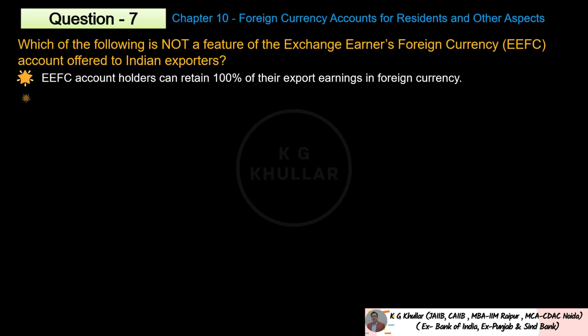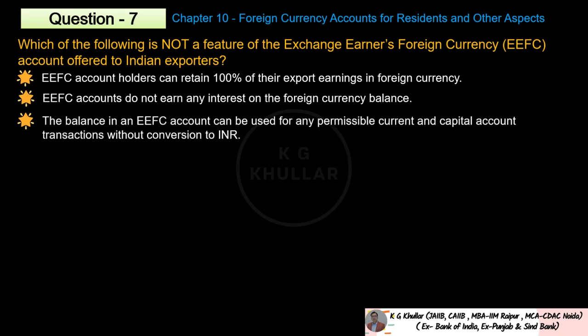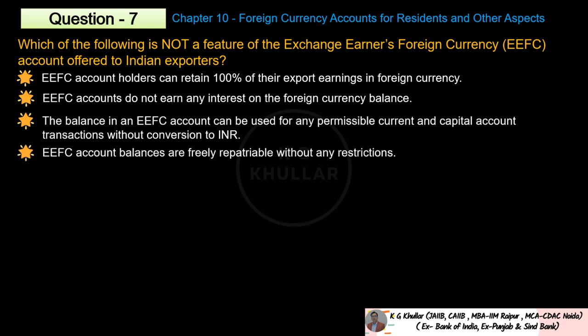Then second option B is EEFC account does not earn any interest on foreign currency balance. Then third option C is the balance in an EEFC account can only be used for any permissible current or capital account transactions without conversion to INR. And last option D is EEFC account balances are freely repatriable without any restrictions.